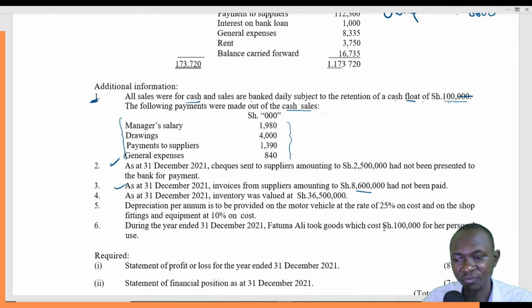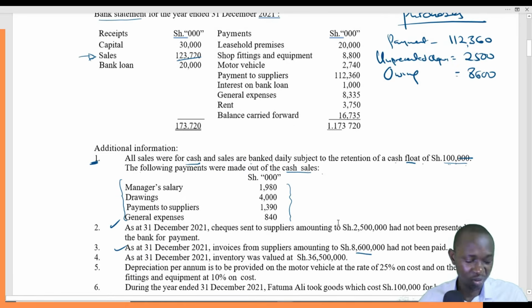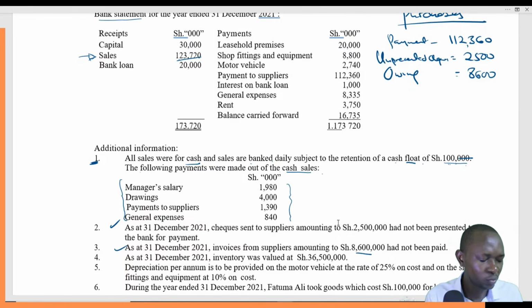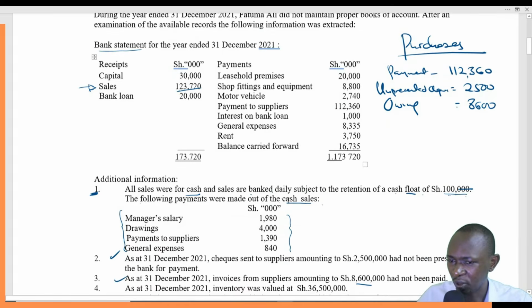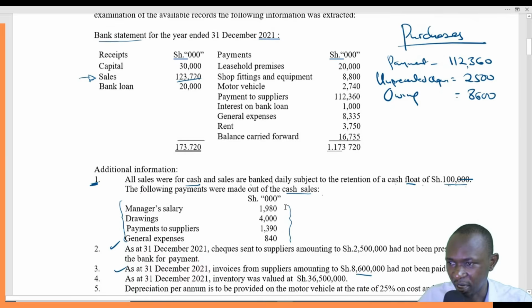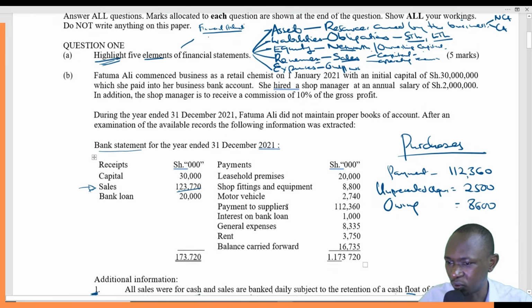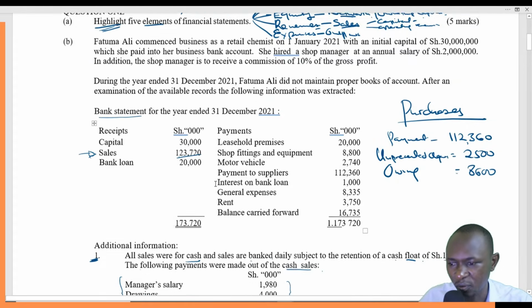During the year, Fatuma Ali took goods which cost 100,000 for her personal use. We might either want to put it on the sales side, or we might want to have that included under purchases. That's quite tricky. You might put it on either side. Let's just assume, because we are going to charge the drawings account, that we are selling these goods to her. She's going to buy them. Let's just sell the goods to her.